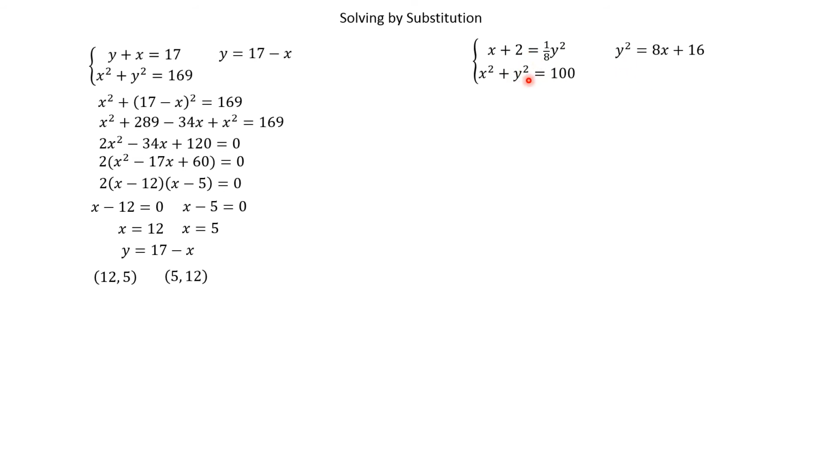Well, here's y squared. Here's y squared. Just plug the 8x plus 16 in for y squared right here. So you get x squared plus 8x plus 16 equals 100. We don't need to solve all the way down to an x or a y. Chances are we have x squared or y squared. Solve to that. Plug it in. Well, we have a quadratic again. That's going to happen pretty much consistently here. Subtract the 100 to get x squared plus 8x minus 84 equals 0.